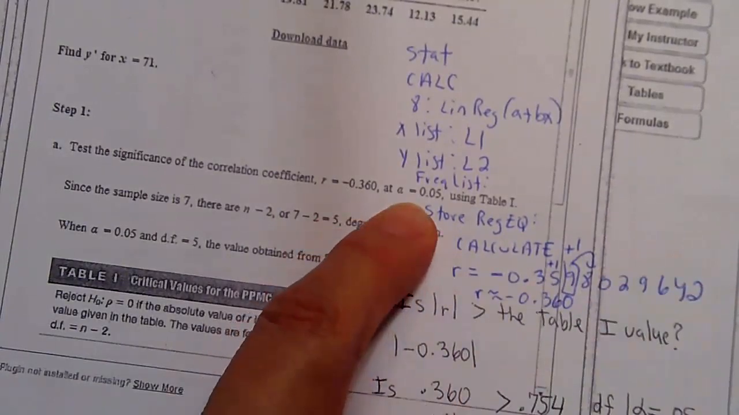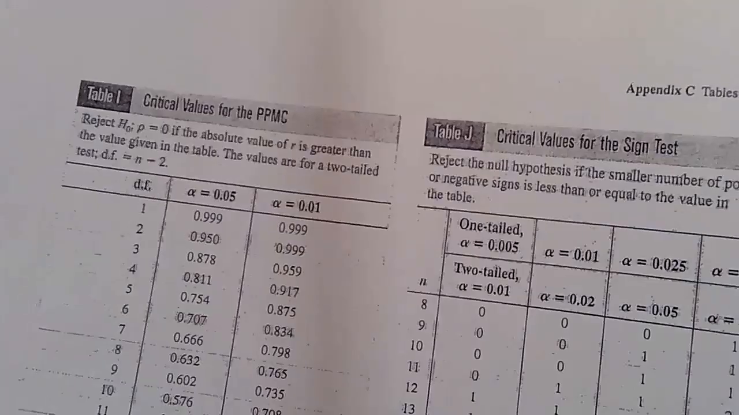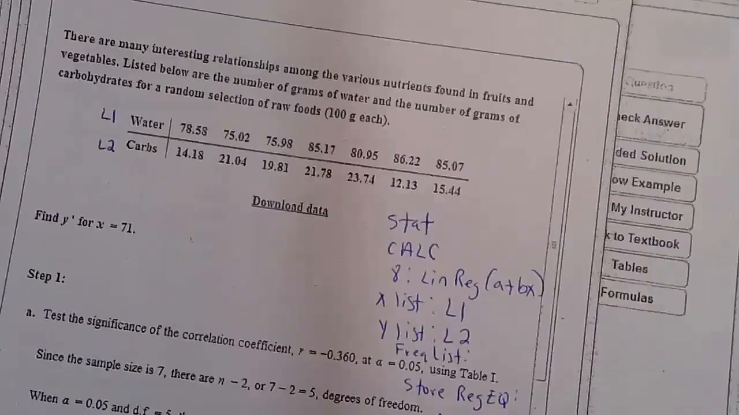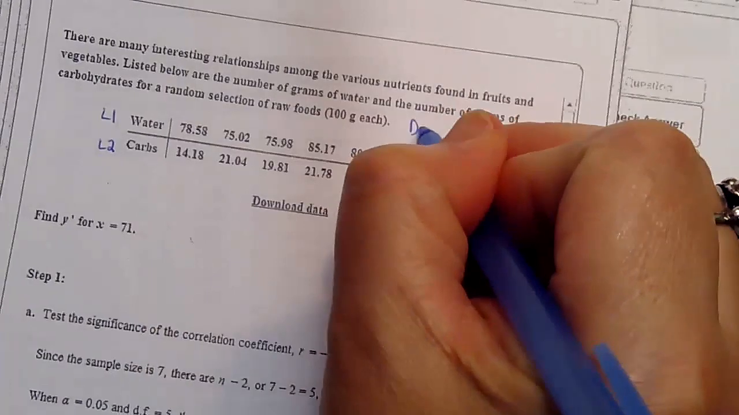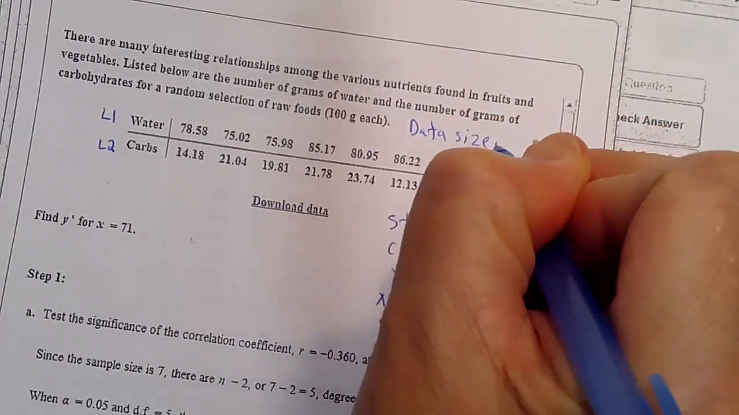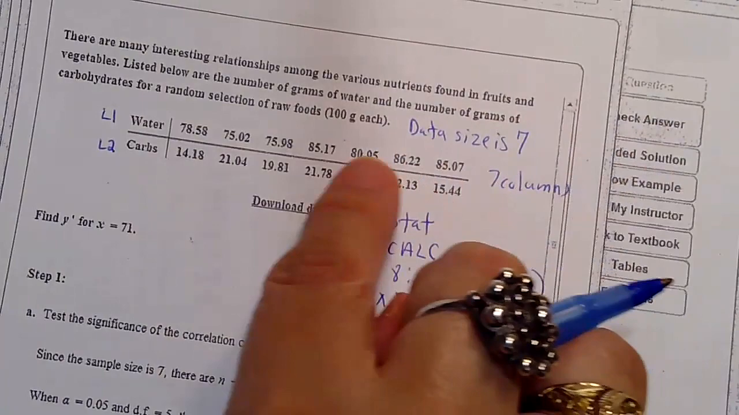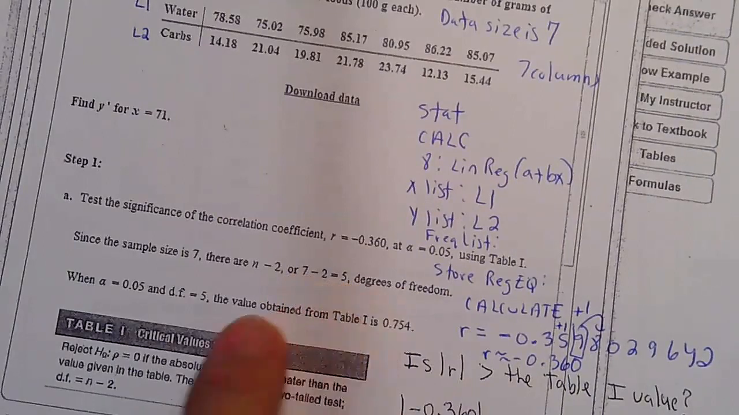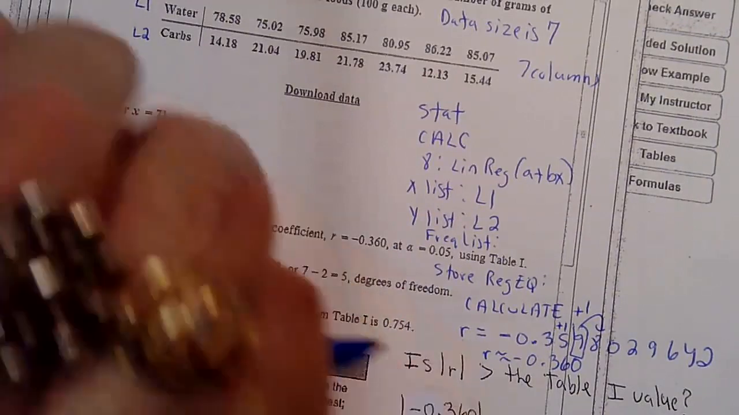And then the alpha is given. They have to decide what the alpha is. It's usually one of these two, 0.05 or 0.01. So they decide that using your table I. And the data was 7, 1, 2, 3, 4, 5, 6, 7. So the data size is 7. You got 7 columns. So you do 7 minus 2, which is 5 degrees of freedom. So you're looking on your table at 0.05, degrees of freedom 5, and let's see what you get.